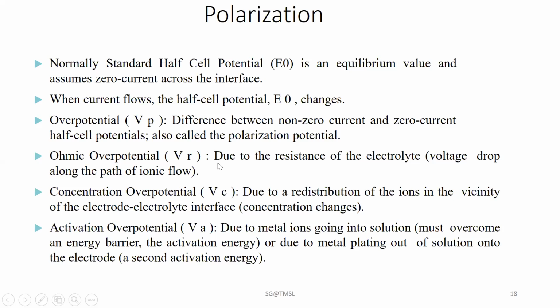It happens due to the resistance of the electrolyte, which is the voltage drop along the path of this ionic flow. Concentration overpotential, Vc, is due to a redistribution of the ions in the vicinity of the electrode electrolyte interface. Basically this is the concentration change. And the activation overpotential, Va, is due to metal ions going into the solution, or due to metal plating out of the solution onto the electrode.